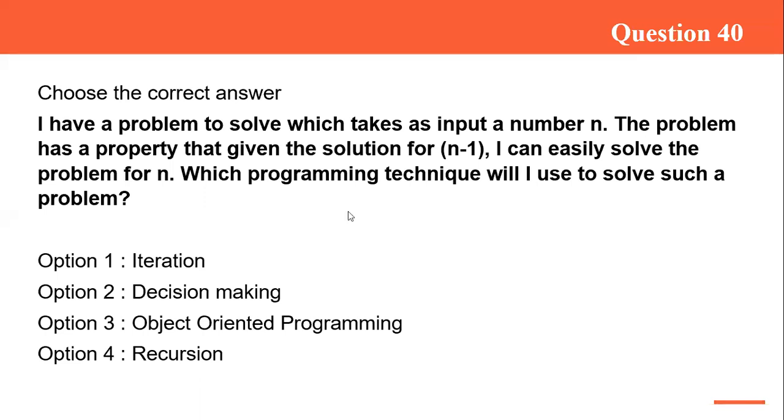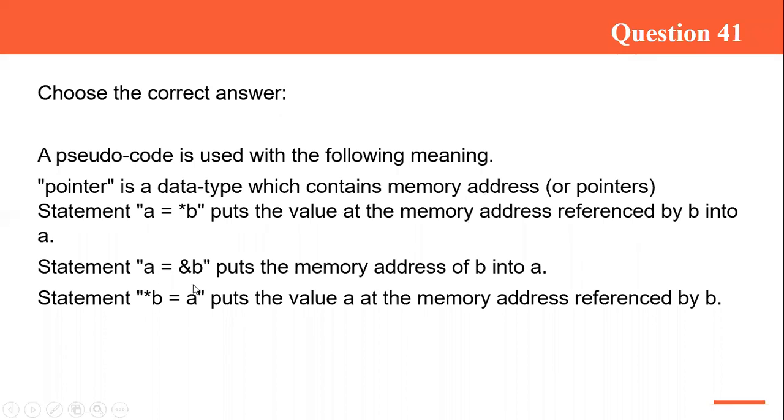I hope you remember the concept. Simple example, factorial or sum of n natural numbers. What will you do? Factorial of n is nothing but n into n minus 1 factorial. Right. So if I know n minus 1 factorial, it is easy to calculate n factorial. That kind of questions we solve through recursion. Easy one. Yes. Next. Try this, everyone.